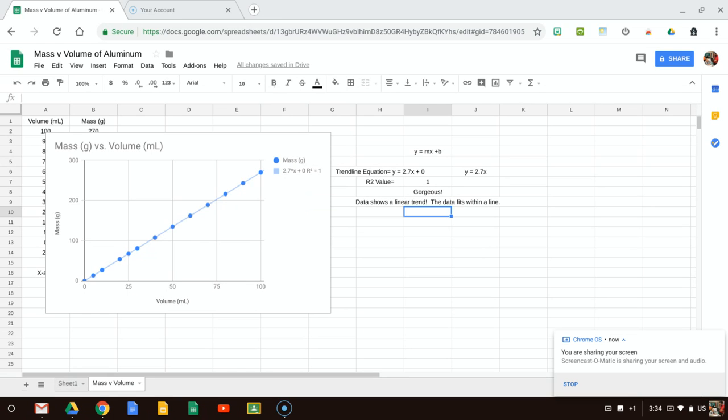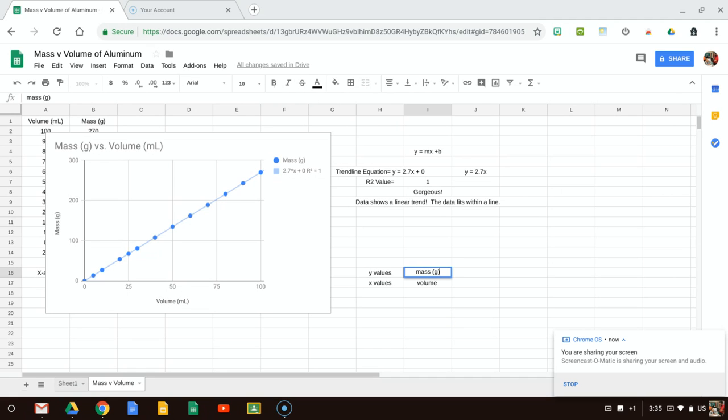Now, later on in the handout, I ask you to interpret this equation, or what does it physically mean? Well, remember, my y values were equal to my mass, so mass in grams, and my x values were equal to my volume in milliliters.